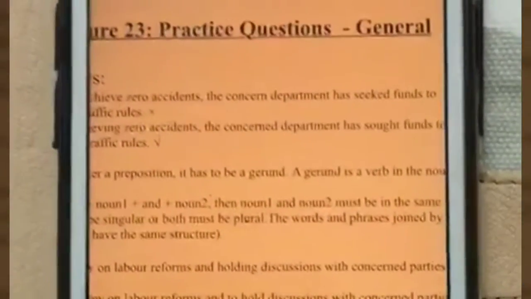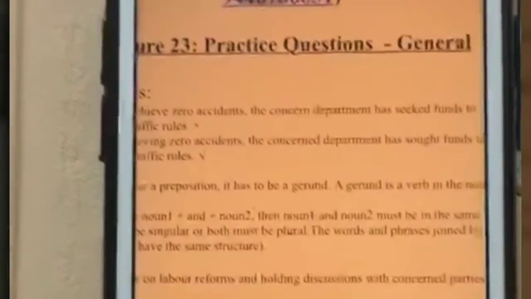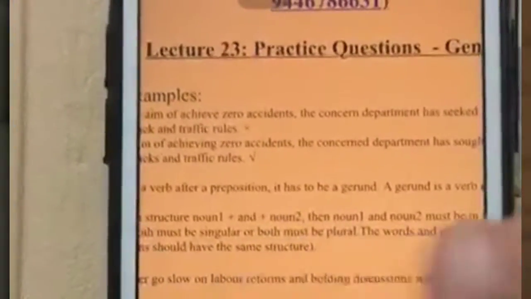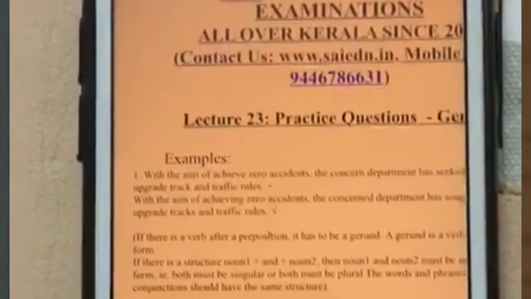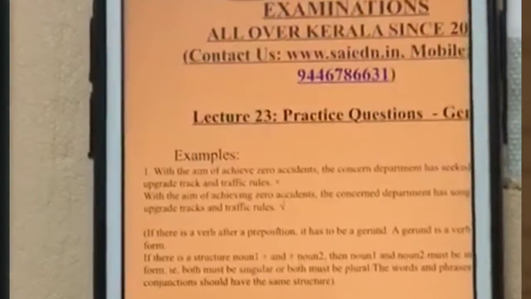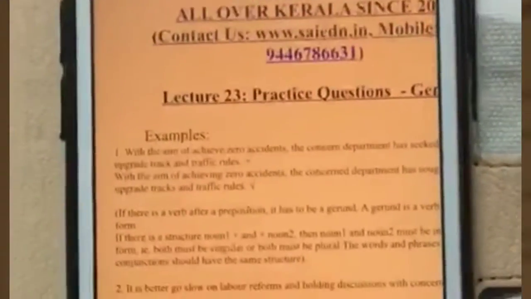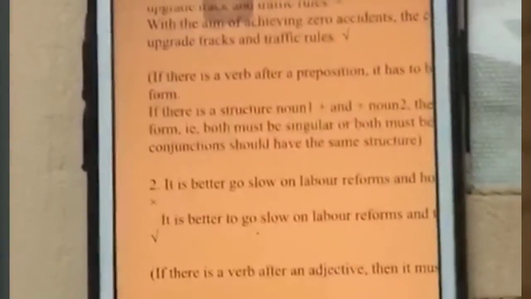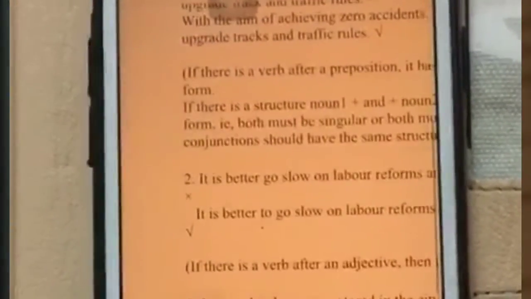Now going back to the first rule, when we said that when there is a conjunction joining two phrases or two sentences or two clauses, the part of the sentence before the conjunction and the part after the conjunction must be of the same form. So here, since the part is starting, see, it is better to go slow on labor reforms and to hold discussions. Because the verb is in the infinitive form here, also it should be in the infinitive form. Very simple, okay?